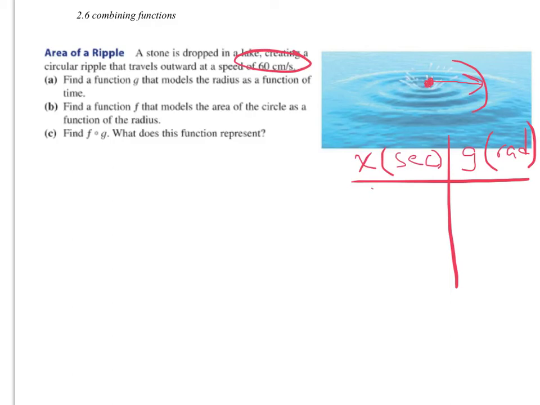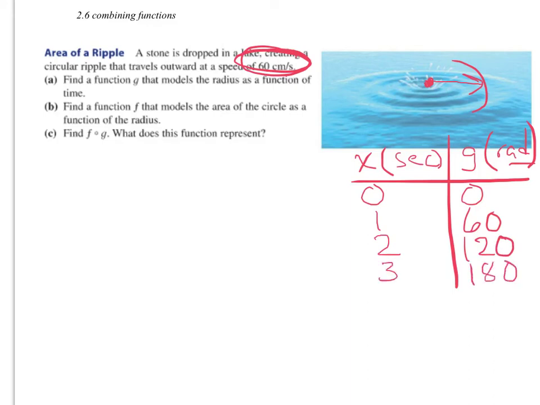So if you haven't dropped the stone yet, of course there is no circle, so the radius is 0. Let's just use some whole numbers here. If you dropped the stone and 1 second passed, then the radius of that circle will be 60 centimeters because, remember, it's 60 centimeters per second. So after 2 seconds, the radius will be 120 centimeters, and after 3 seconds, the radius will be 180 centimeters.